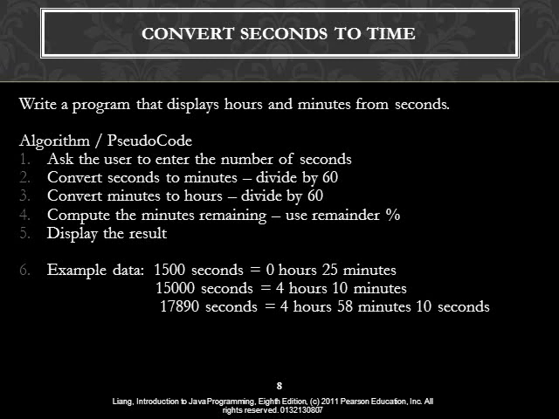All right? As with any good programming problem, I have to write an algorithm. And first of all, I need to ask my user to enter a number of seconds. And the easy part is converting those seconds. How many minutes do I have? Divide by 60. And how many hours do I have? Divide by 60 again, the minutes by 60. And then I have to compute the minutes remaining using a remainder operator and display the results. All right. So take a minute. Pause the slide, and verify that my example data is correct. The next slide we'll take a look at a Java program to do that.